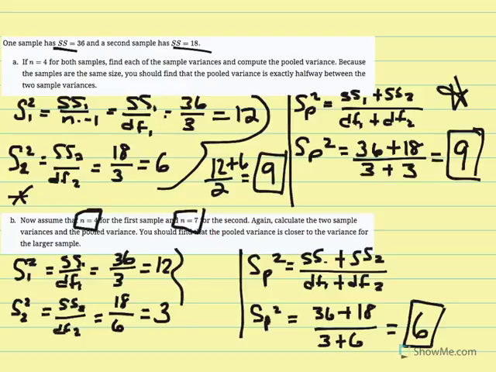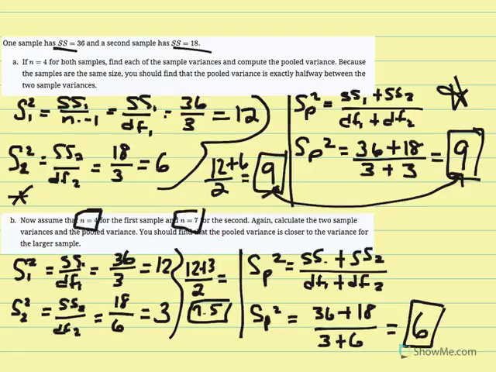Now let's average these two like we did before. So 12 plus 3 divided by 2. In averaging that, we get 7.5. So notice that they're different. Over here, we had the same value because our n's were the same. Now our n's are different, and so we see that averaging the two independent variances gives us a different value than the pooled variance. And then we can think about which variance the pooled variance is closer to.